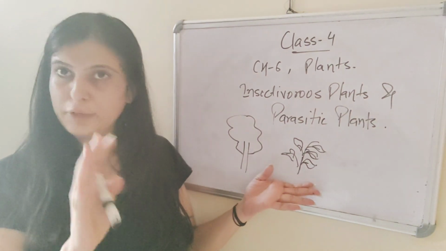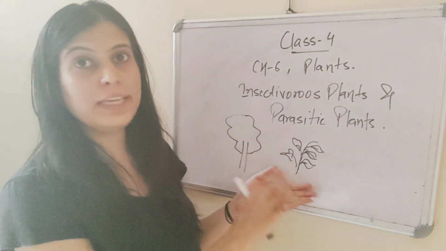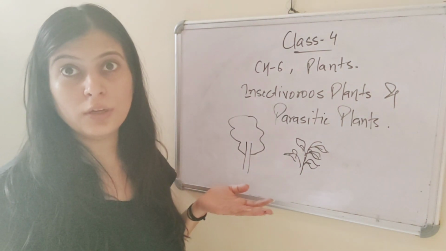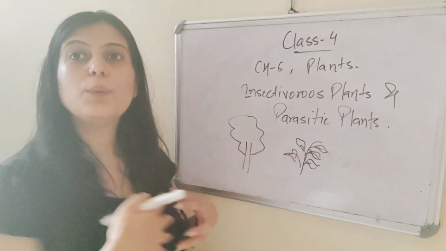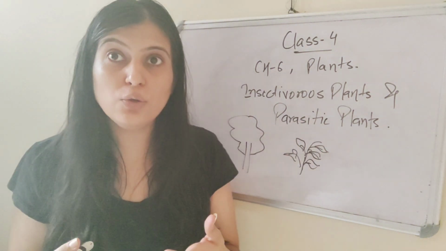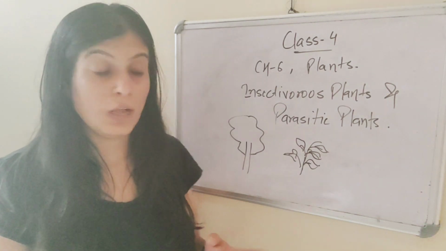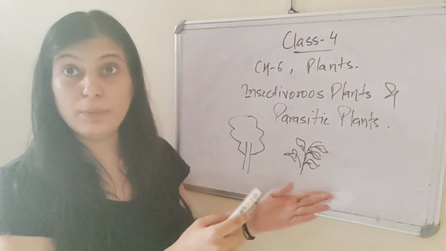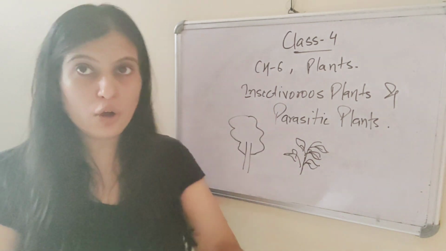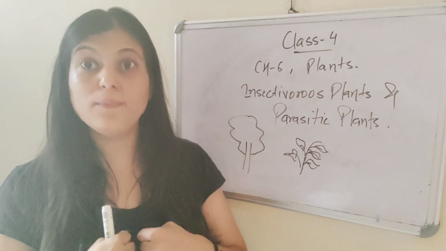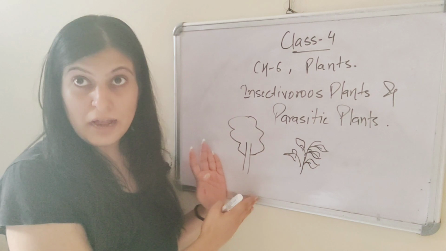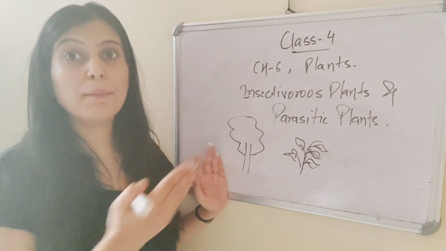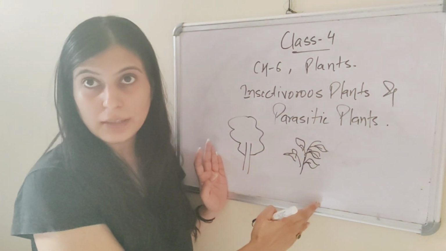This plant cannot make its own food. It is not capable of preparing its food. And this tree is capable of preparing its food. How will this plant get its nutrition? This plant will start living on this plant. So this plant will be called the parasite, which lives on other plants and gets its nutrition from them. And this plant will be called the host, which prepares its own food and provides nutrition to this plant.